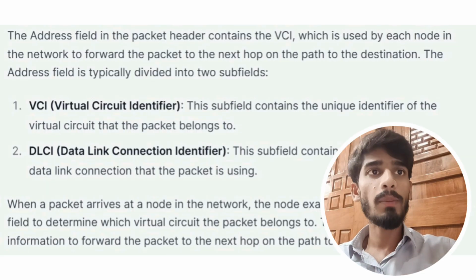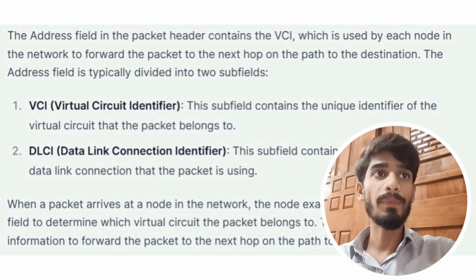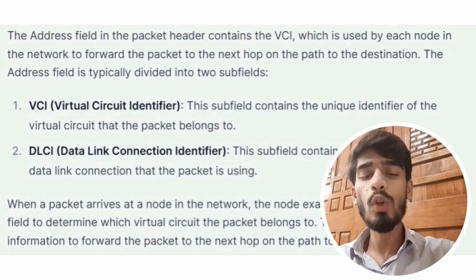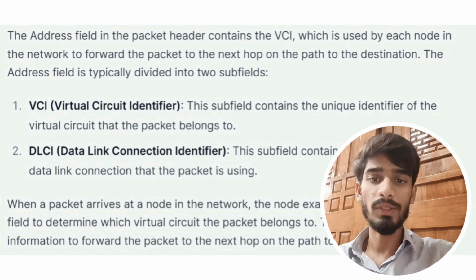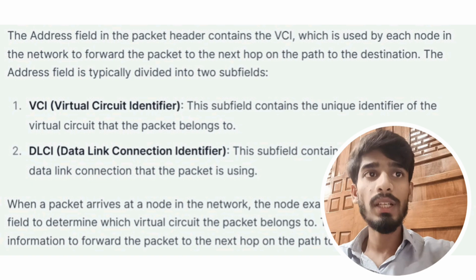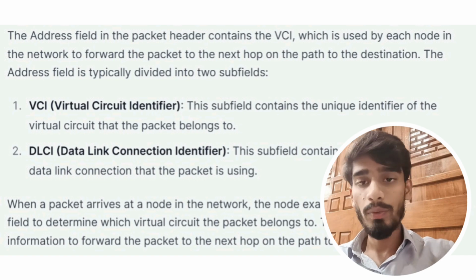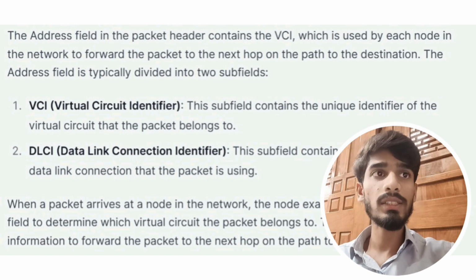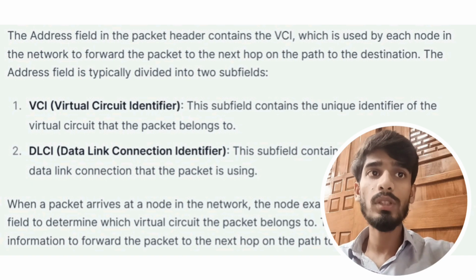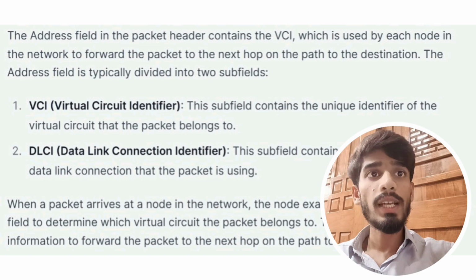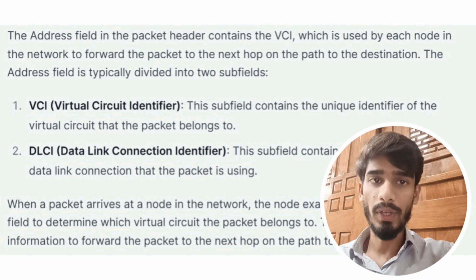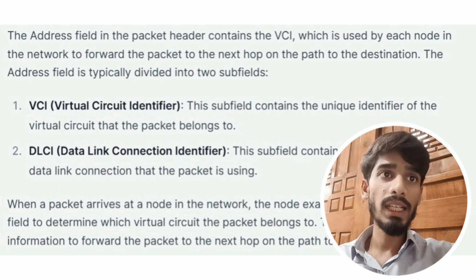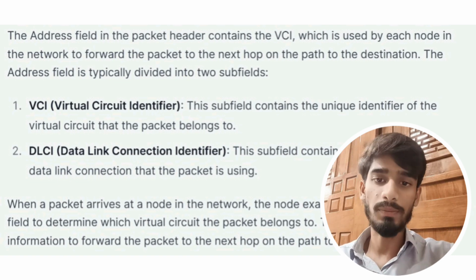The address field in the packet header contains the VCI, which is used by each node in the network to forward the packet to the next hop on the path to the destination. The address field is typically divided into two subfields. First is the virtual circuit identifier, or VCI. This subfield contains the unique identifier of the virtual circuit that a packet belongs to. Second is the data link connection identifier, DLCI. This subfield contains the identifier of the data link connection that the packet is using.